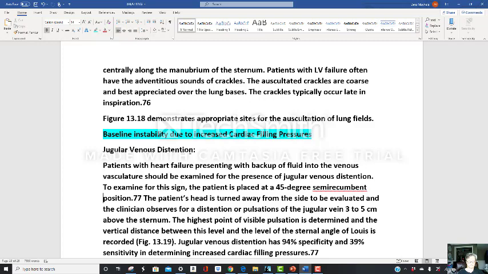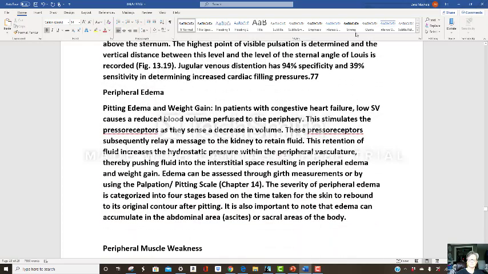The patient's head is turned away from the side to be evaluated, and the clinician observes for distension or pulsations of the jugular vein 3 to 5 centimeters above the sternum. The highest point of visible pulsation is determined when the vertical distance between this level and the level of the sternal angle of Louis is recorded. Figure 13.19. Jugular venous distension has 94% specificity and 39% sensitivity in determining increased cardiac filling pressures.